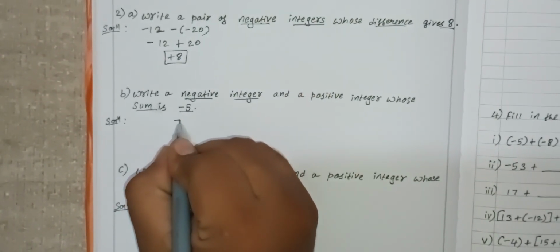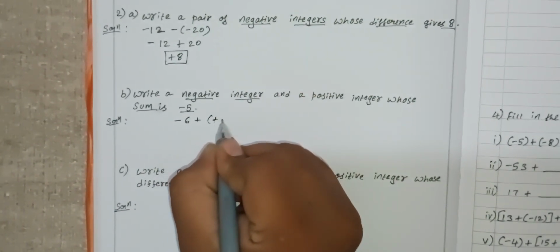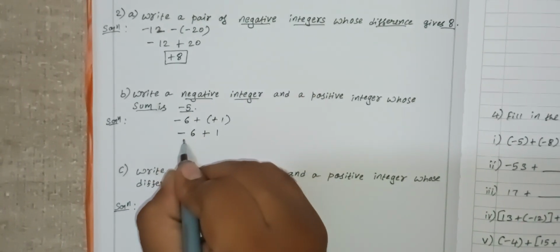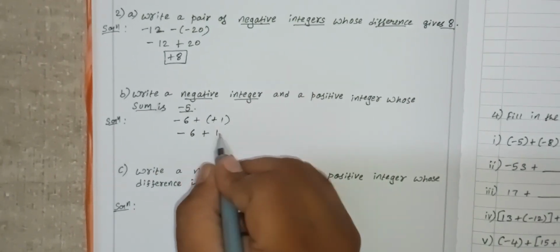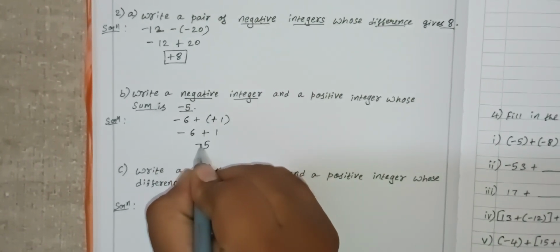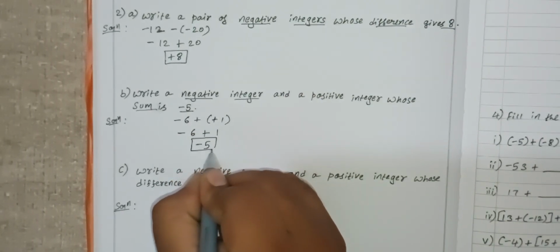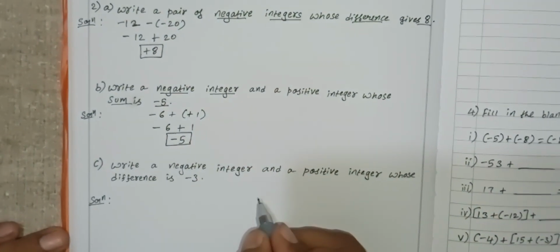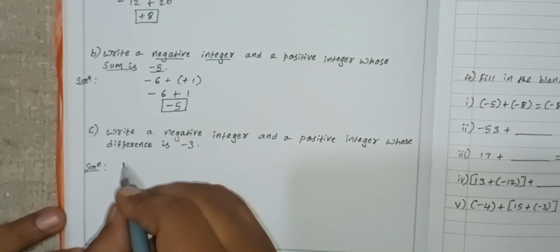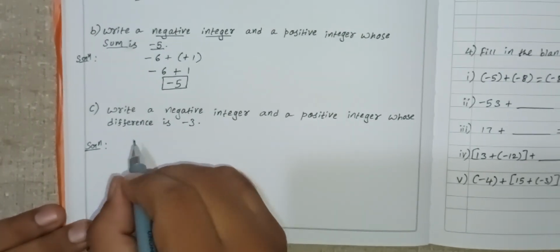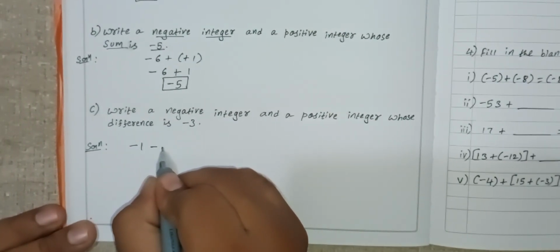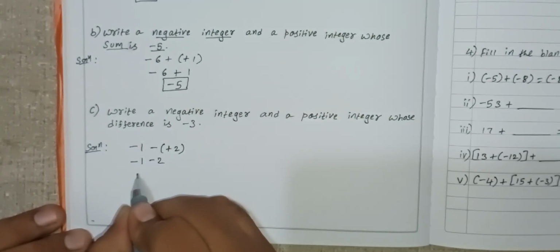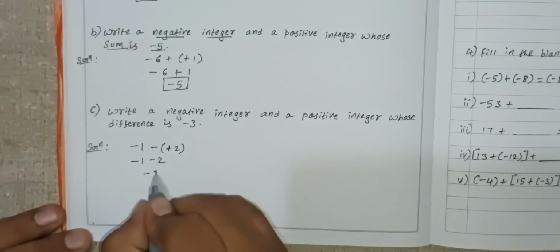I am taking minus 6 plus of plus 1, that is minus 6, plus into plus is plus 1. Next, minus into plus, again minus 6 minus 1 is 5. The greater value has the sign minus, so it becomes minus 5. Now write a negative integer and a positive integer whose difference is minus 3. So minus 1 minus plus 2, that is minus 1 minus 2, which becomes minus into minus plus, again minus.